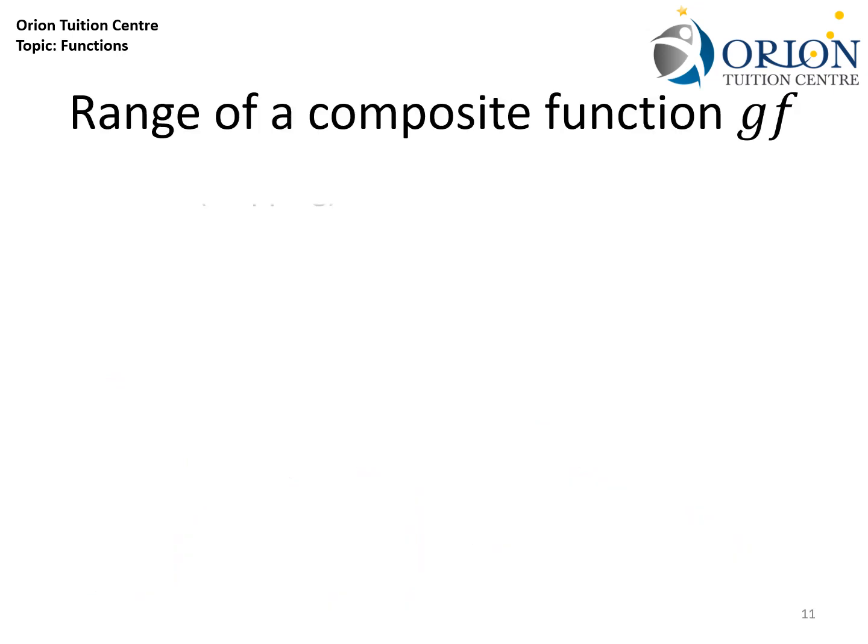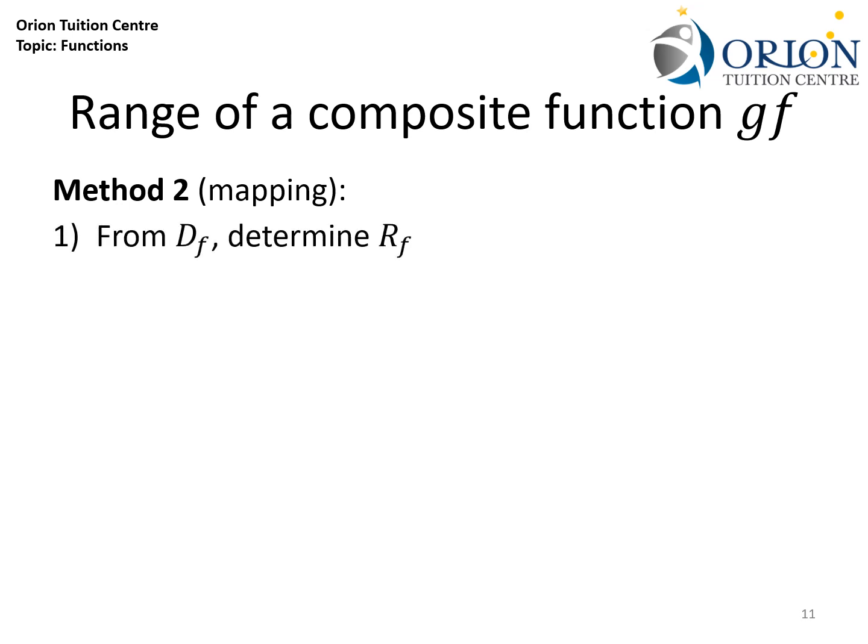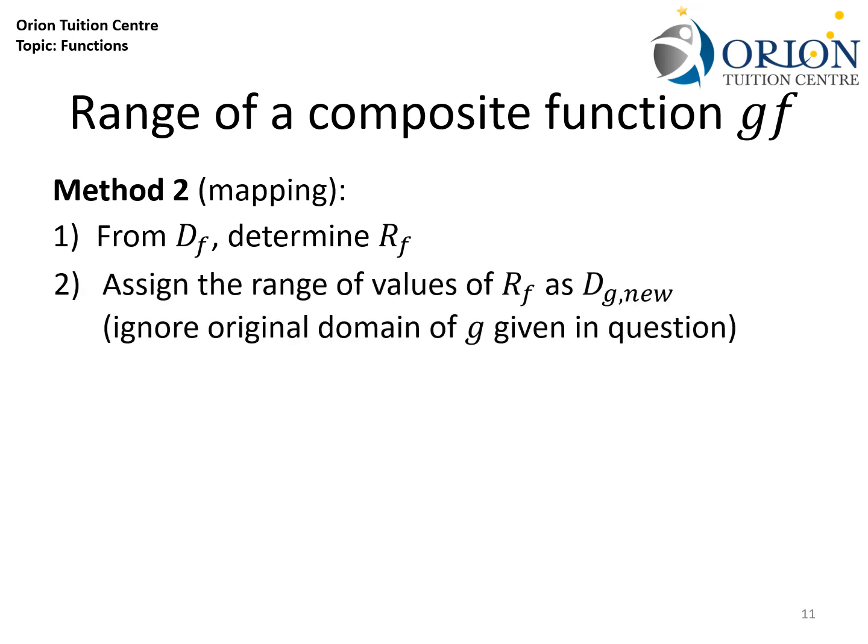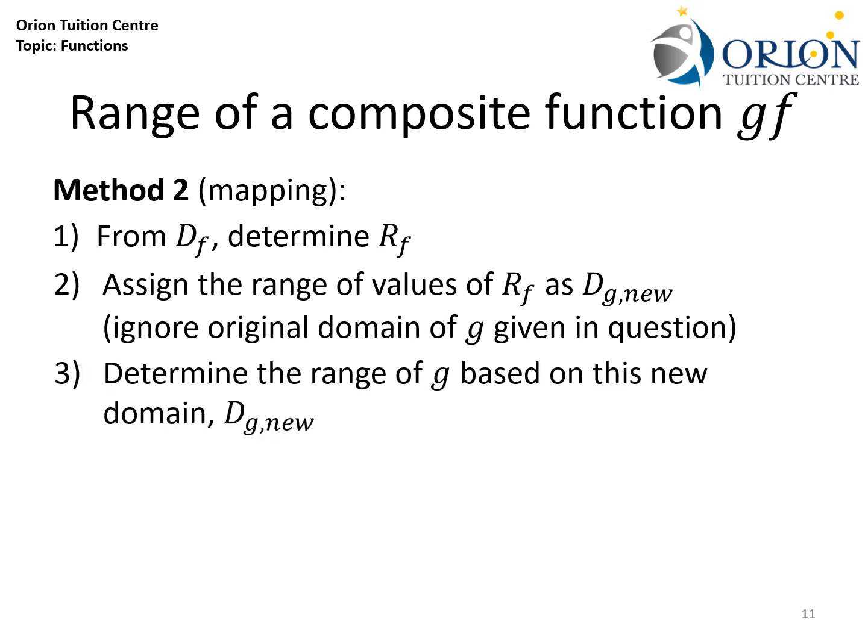The second method is called the mapping method. It is a little more complicated, but it will be more robust. Basically, it works by finding out the range of the composite function in a stepwise manner. For composite function gf, we start with the domain of f, then we determine the corresponding range of f. This range of f now becomes the input of g. Thus, we will need to change the domain of g from what is given in the question into this range of f. And finally, based on this new domain of g, we will be able to find out the corresponding range of g, which will be the range of gf.